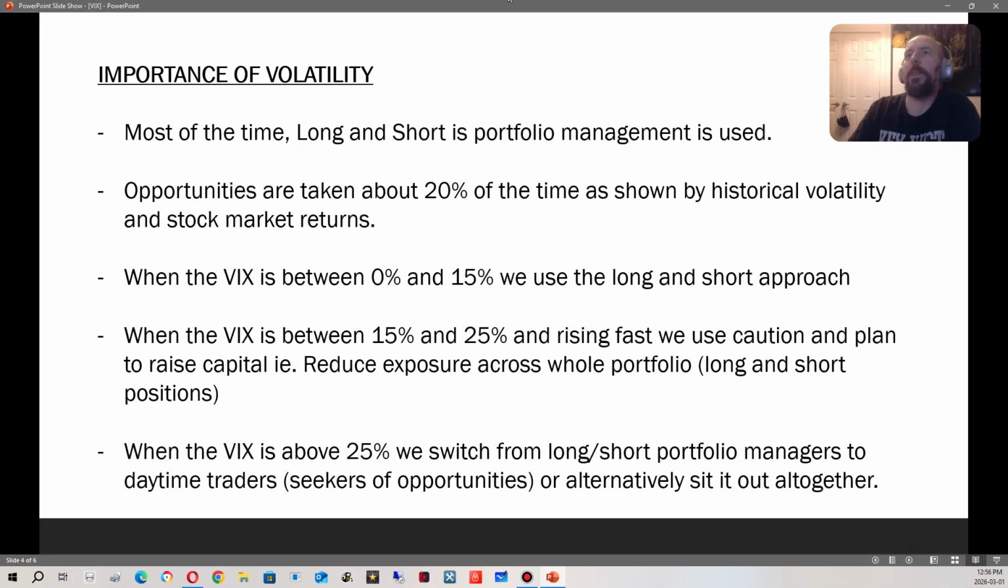Next slide. Most of the time, long and short portfolio management is used, like we just spoke about. Opportunities are taken about 20%. So 1 out of 5 times, that's when you're going to have opportunities in the market to take these short-term, and I underline short-term positions, which can make really quick money for you.